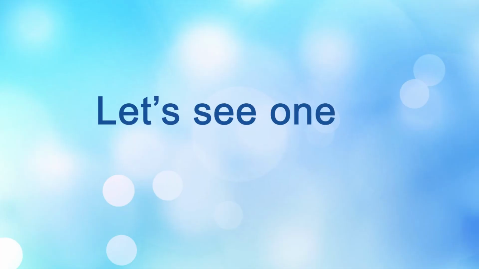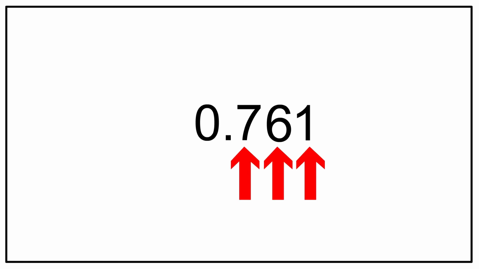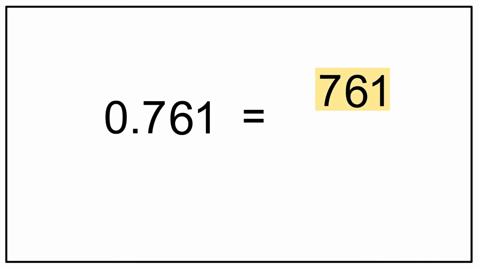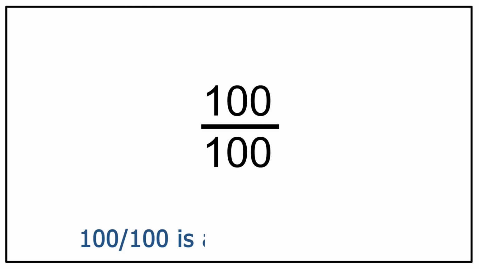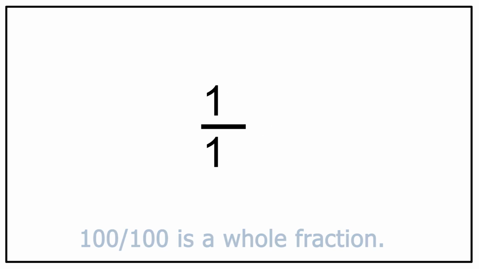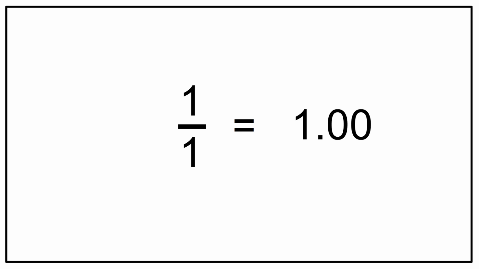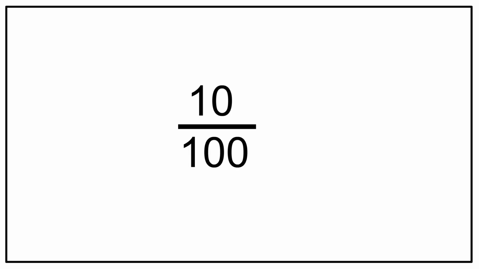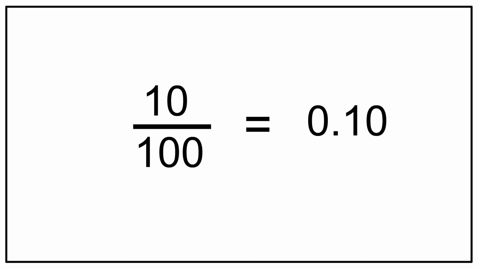Then you have one more example, 0.761. Now here you need to note that I have 3 decimal places after my decimal point. So while converting to fractions, 761 remains the same on top, but in the bottom I am going to place 1000. Let's see the 100/100 example. 100/100 is actually one whole, so this will become 1.00. What if I have 10/100? That means I have 2 decimal places after my decimal point, so I'm going to write 0.10. I hope this is clear.